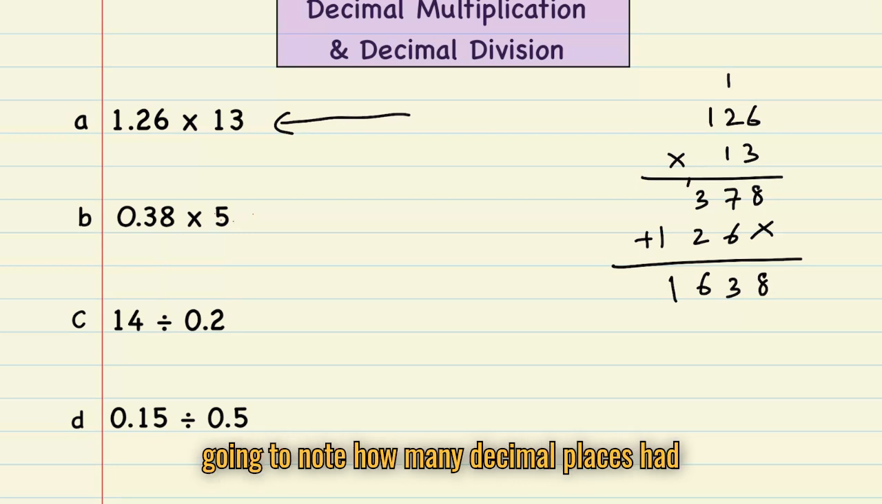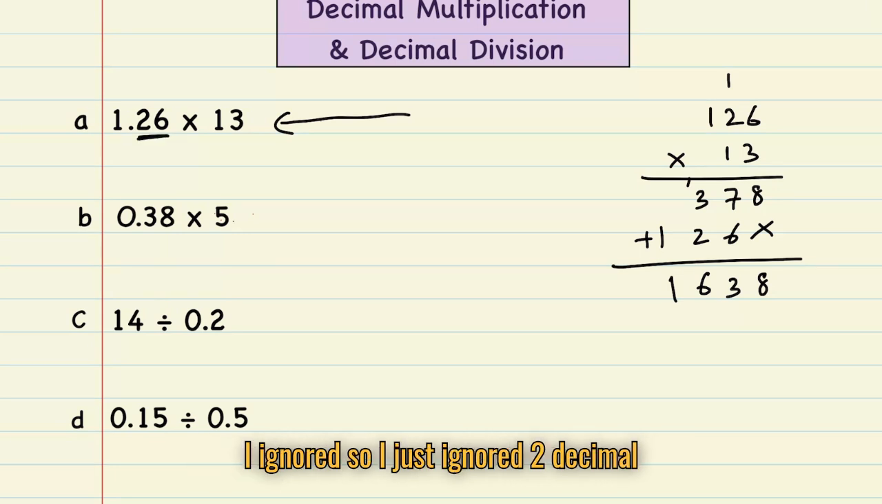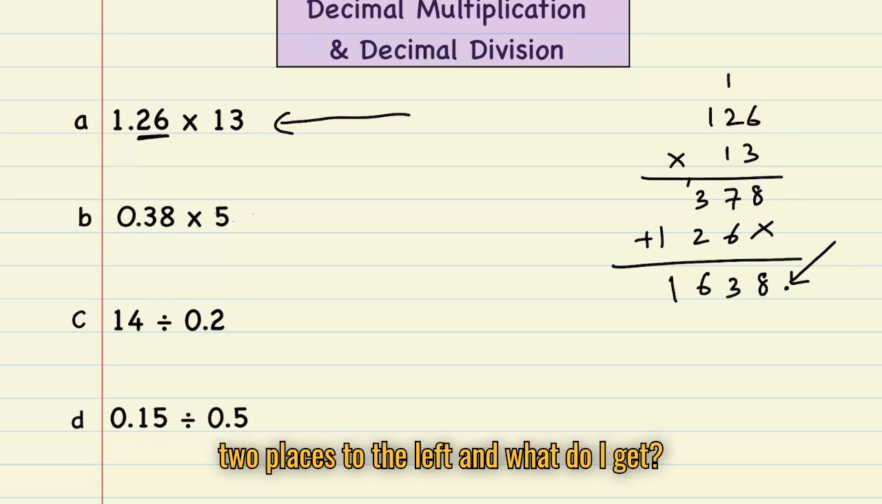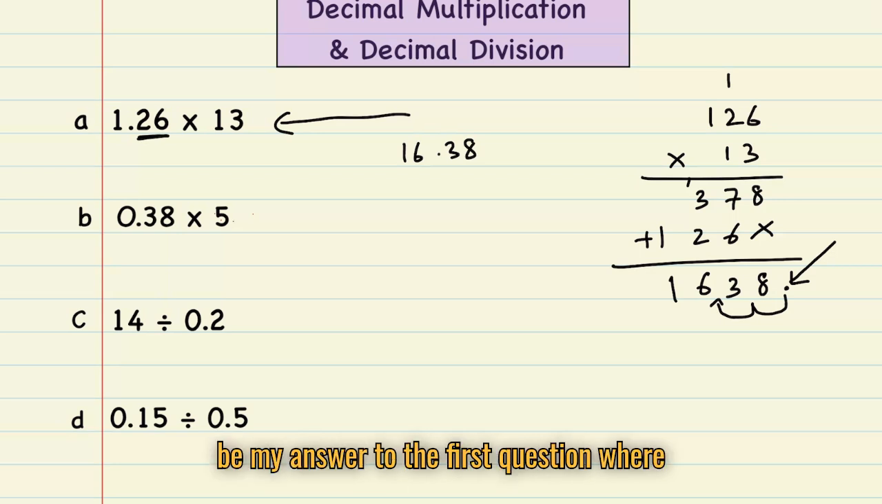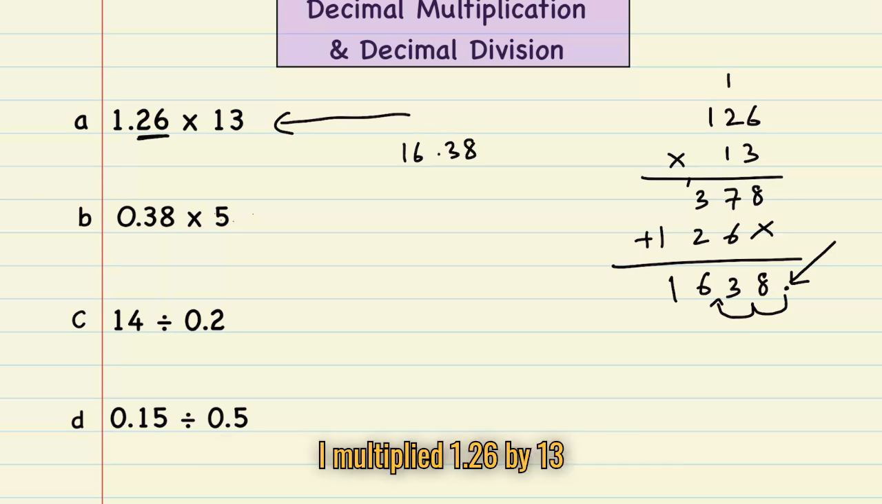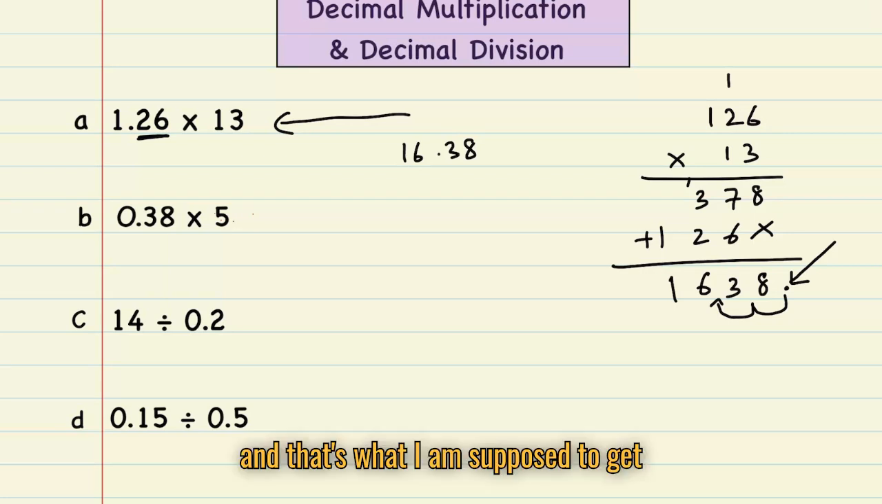Now I'm going to note how many decimal places I ignored. I just ignored 2 decimal places. My natural decimal lies on the rightmost side. I'm going to take it back 2 places to the left. And what do I get? I get 16.38. So this would be my answer to the first question, where I multiplied 1.26 by 13. And that's what I am supposed to get.